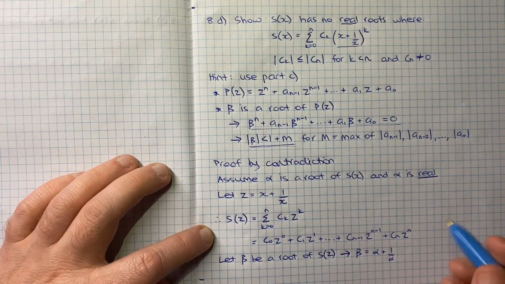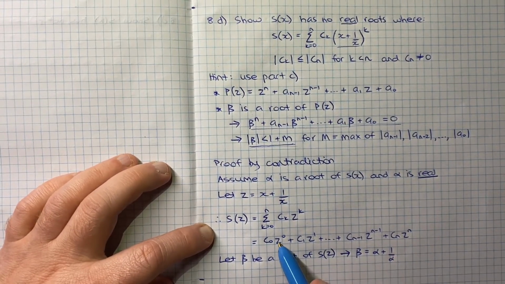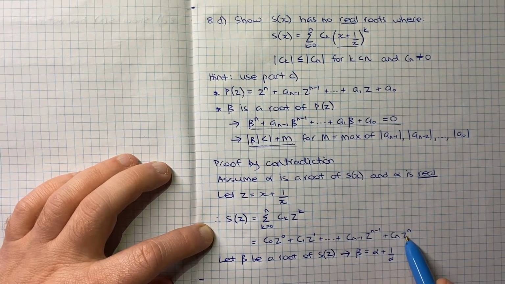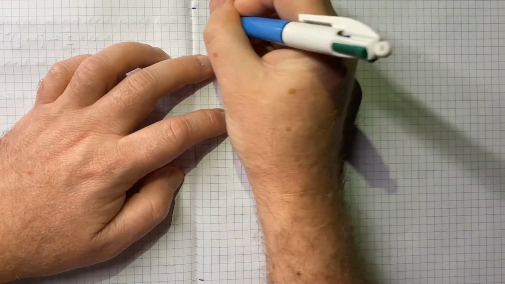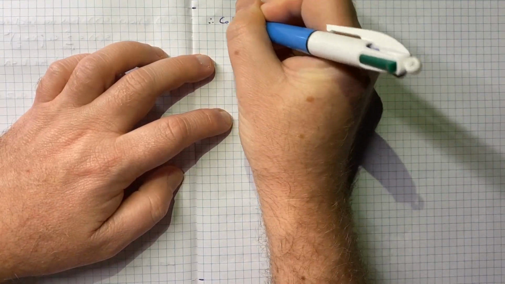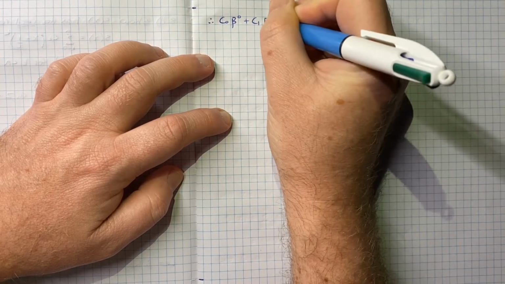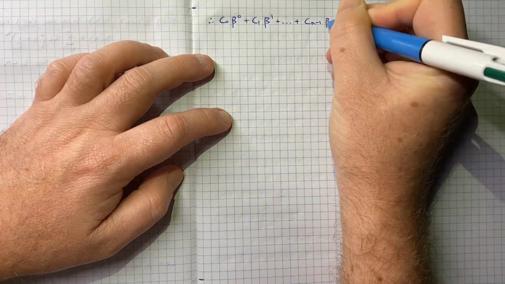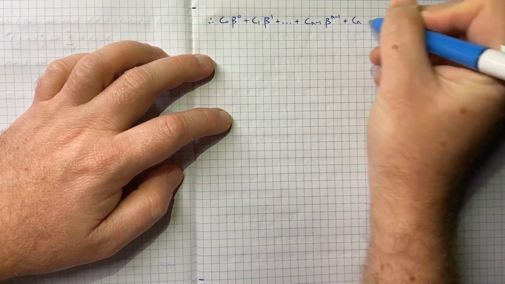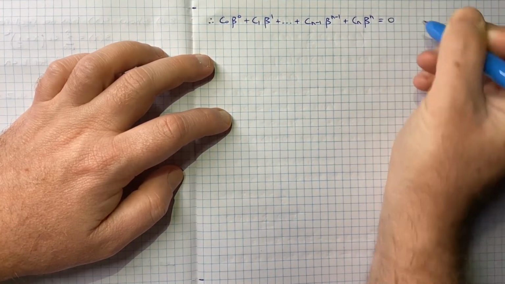So at this point I might turn over, but essentially we can insert beta into this function and set it to 0. So let's turn over and do that. So we can say, therefore, c naught beta to the naught plus c1 beta to the 1 and so on, plus c n minus 1 beta to the n minus 1 plus c n beta to the n is equal to 0.